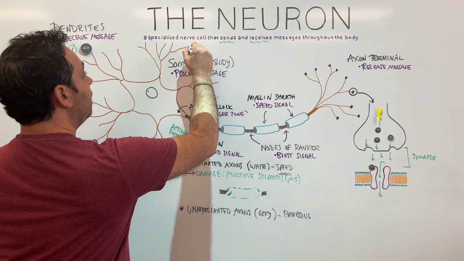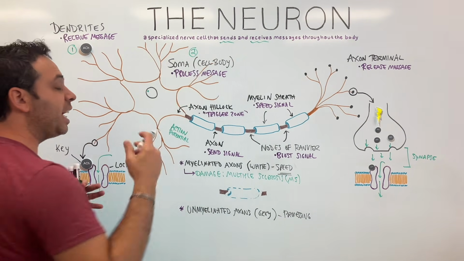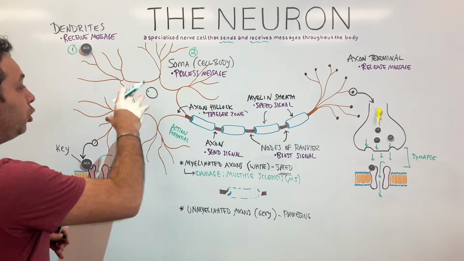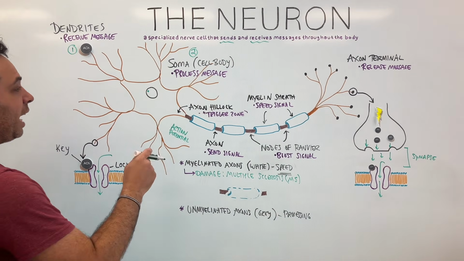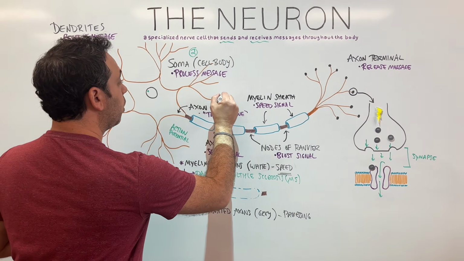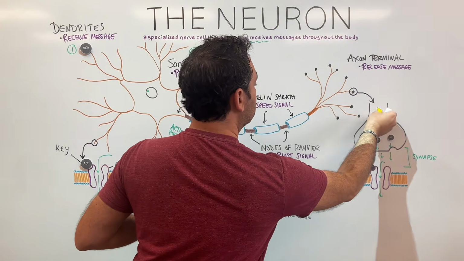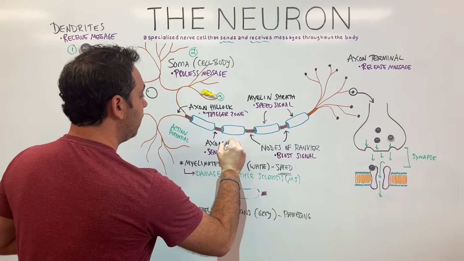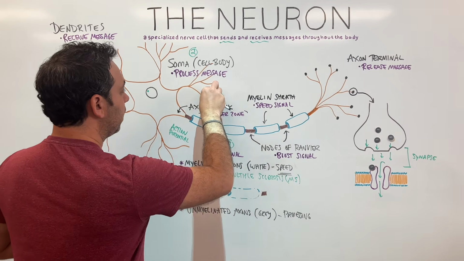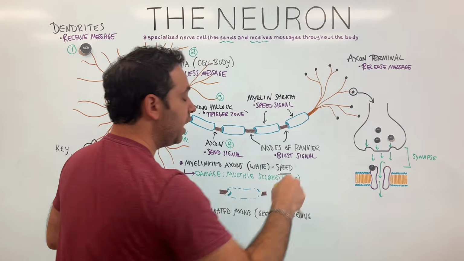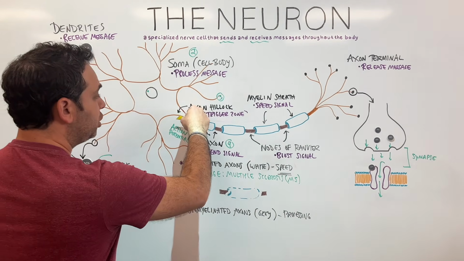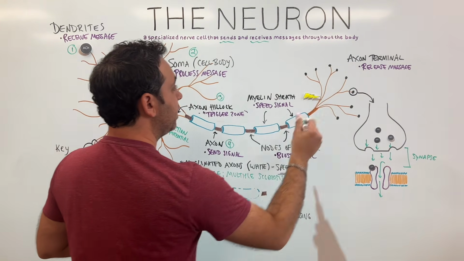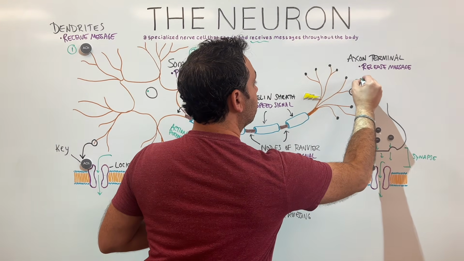We have our soma, the cell body that helps sustain the life of the neuron. It helps integrate and process information. It also contains the nucleus. And then we have our axon hillock, which is going to trigger or start our action potential, our electrical charge. That charge is going to travel down the axon, number 4, down our neuron. And because it's myelinated, it is going to jump from node to node to node until it reaches its final destination, number 5, our axon terminal.